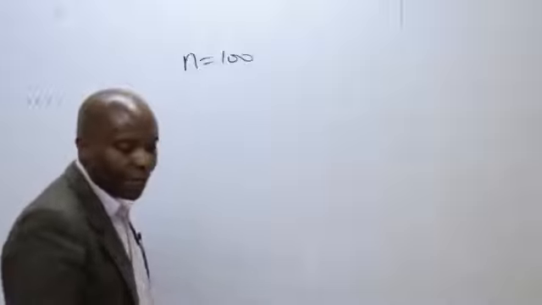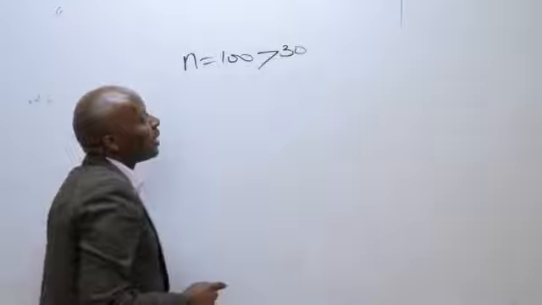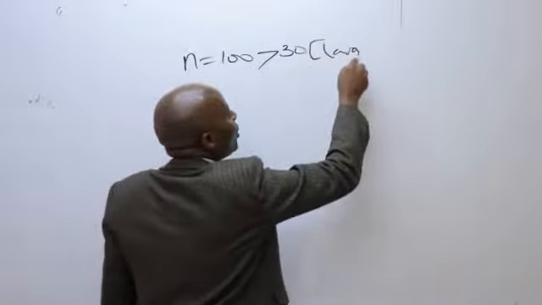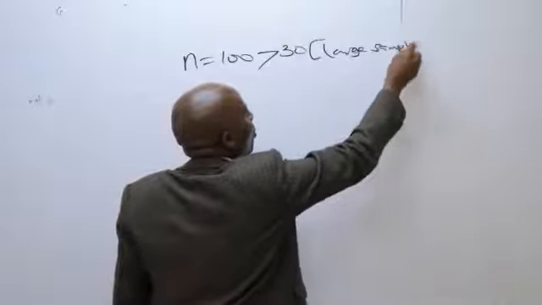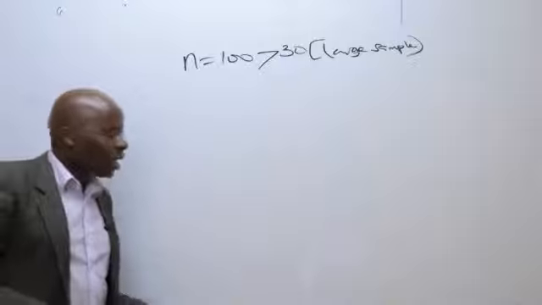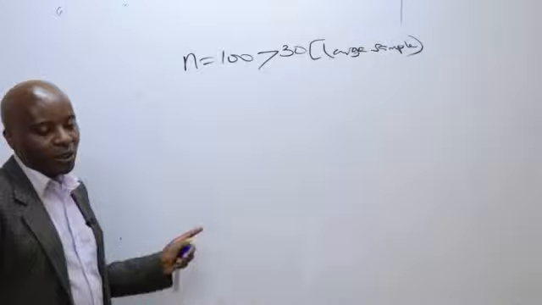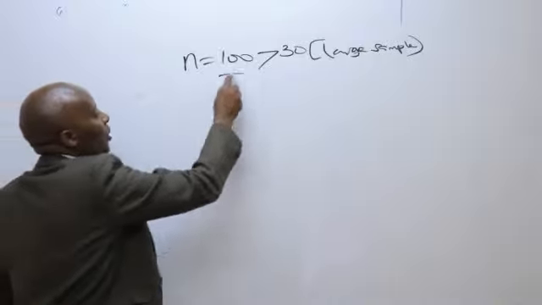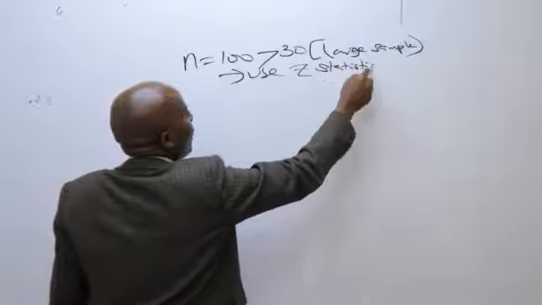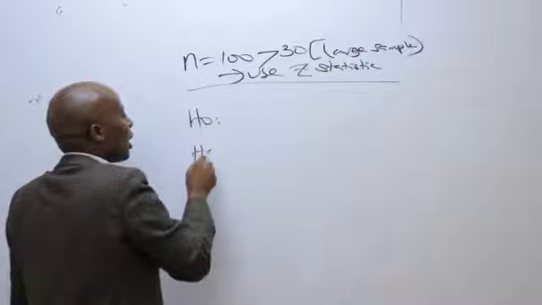If n is 100, we know our benchmark is 30. So it means that this is more than 30, meaning that, again, we are dealing with a large sample. And if that is the case, a large sample calls for a Z statistic. So here, use the Z statistic and leave it at there, and then come and say H0, come and say H1.